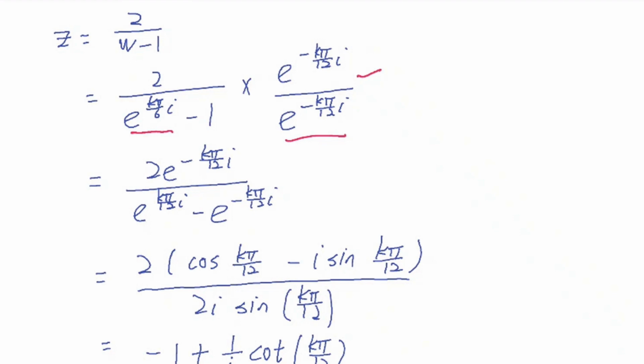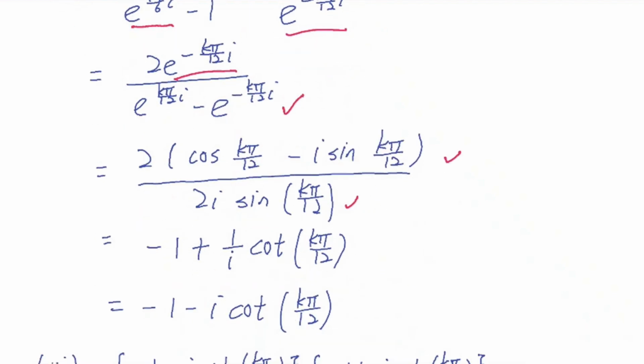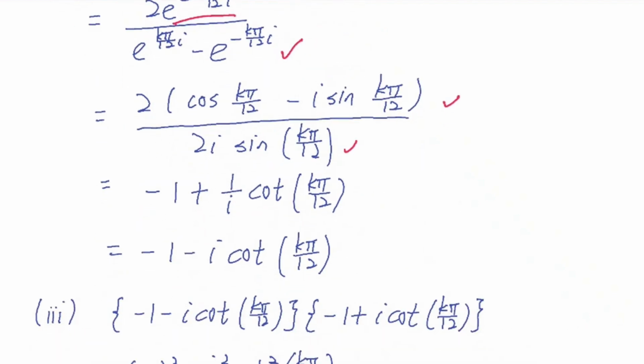What happens after that is that the denominator gives us something very nice already. In the denominator here is our favorite, 2i sine theta. And for the numerator, we can open up a little bit the e to the power of negative k pi over 12i there. With that, we just have to tidy things up: split the terms and divide by i, all sorts of things, until we get a nice result like this. So that's for part 2.